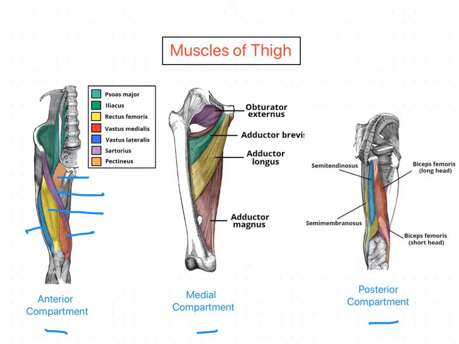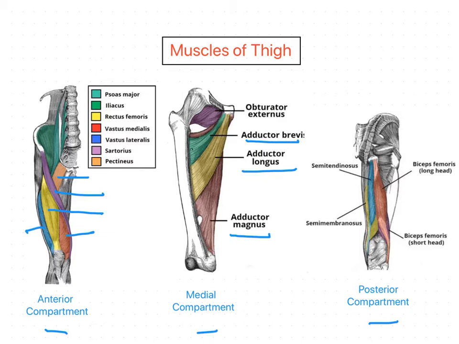Coming to the medial compartment, we can find the adductor group of muscles on the medial aspect of the thigh, which mainly help in adduction. What are those muscles? Adductor longus, adductor magnus and adductor brevis. These are the main three muscles. Also here we can find the gracilis muscle, and the obturator externus is also related on this medial side. So the major muscles are adductor brevis, longus and magnus, and we can also include the gracilis muscle on the medial side of the thigh.